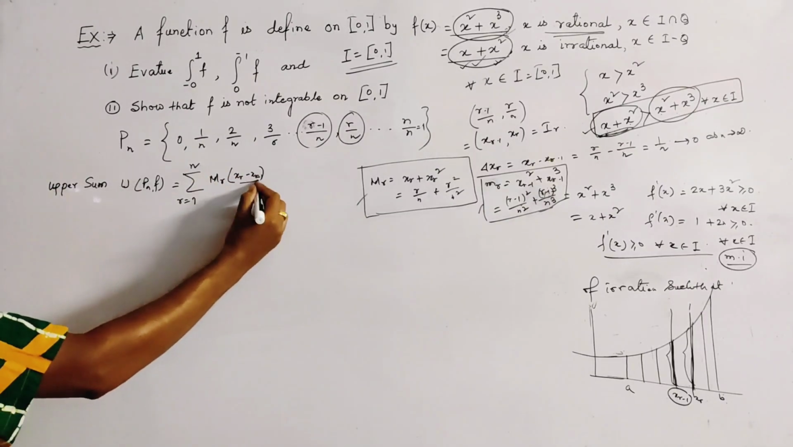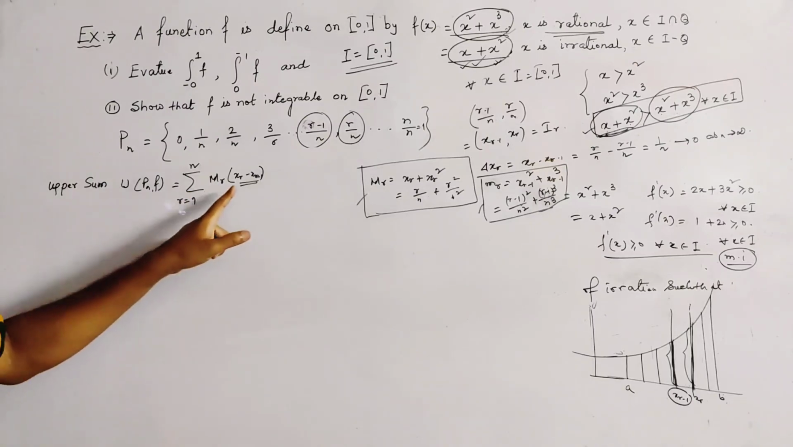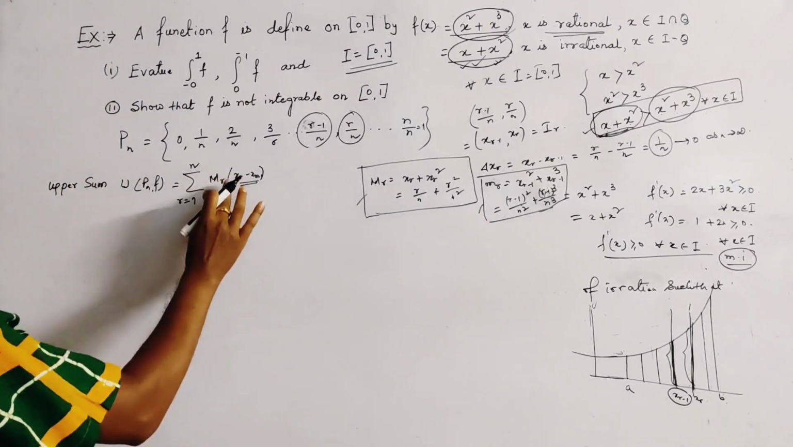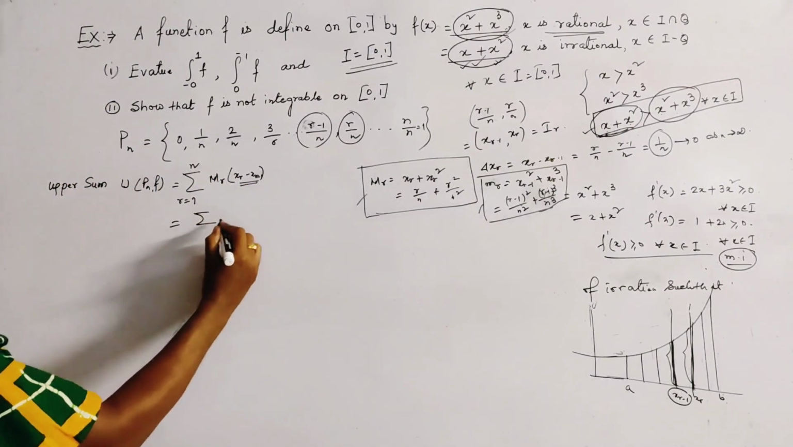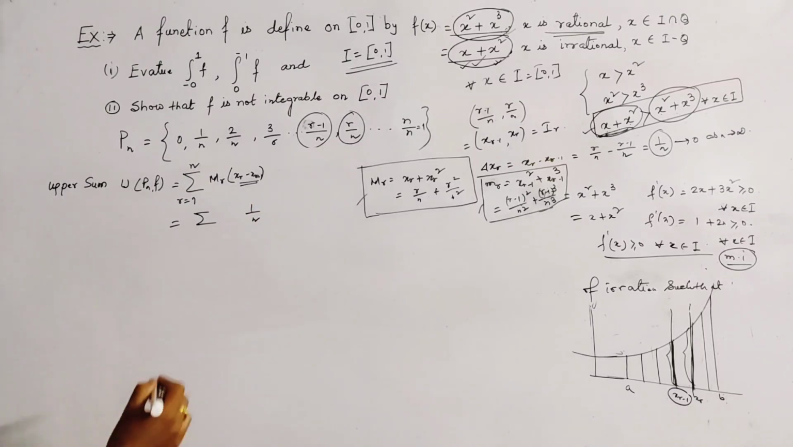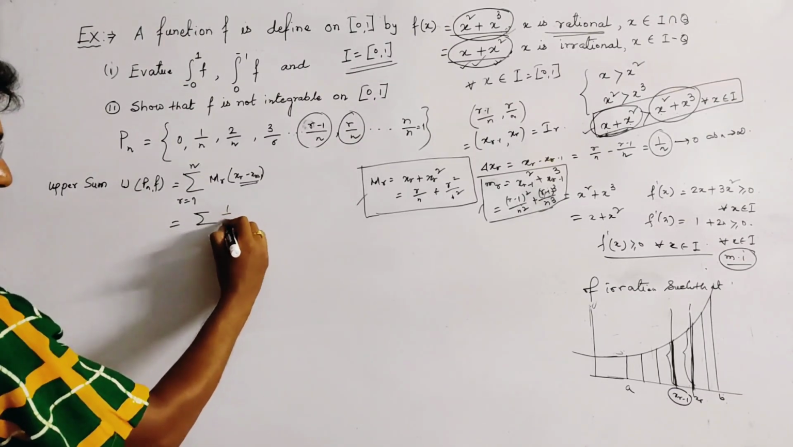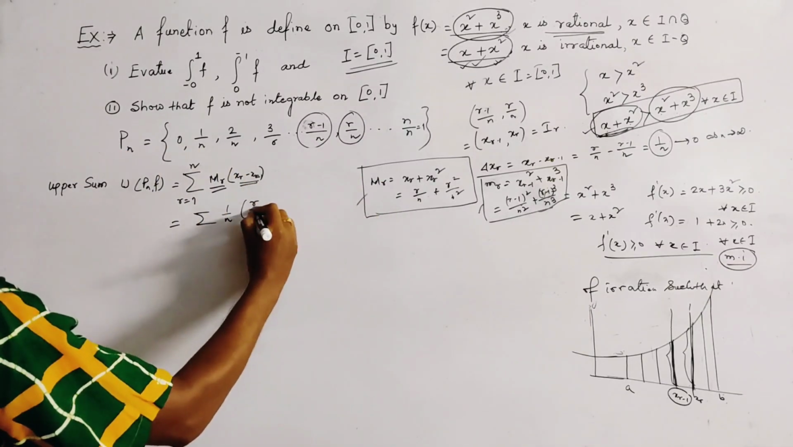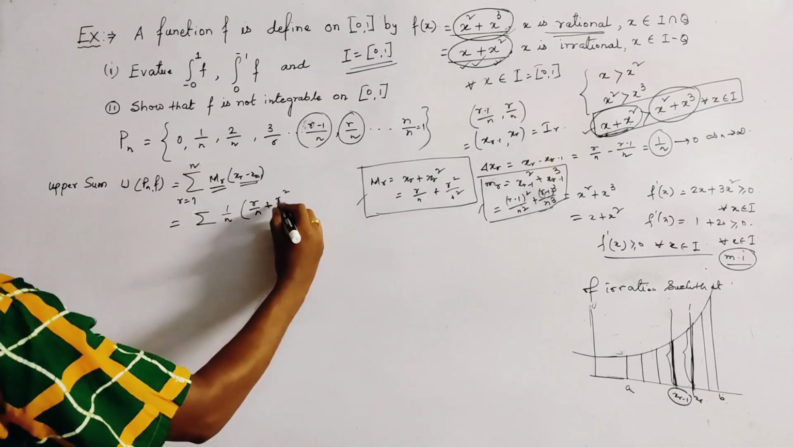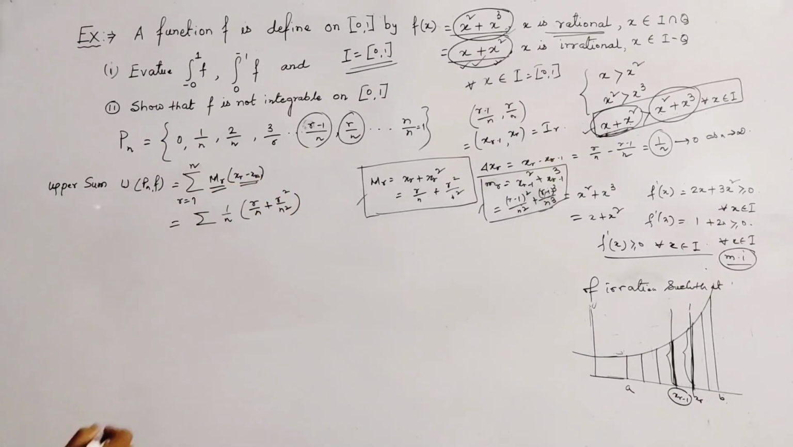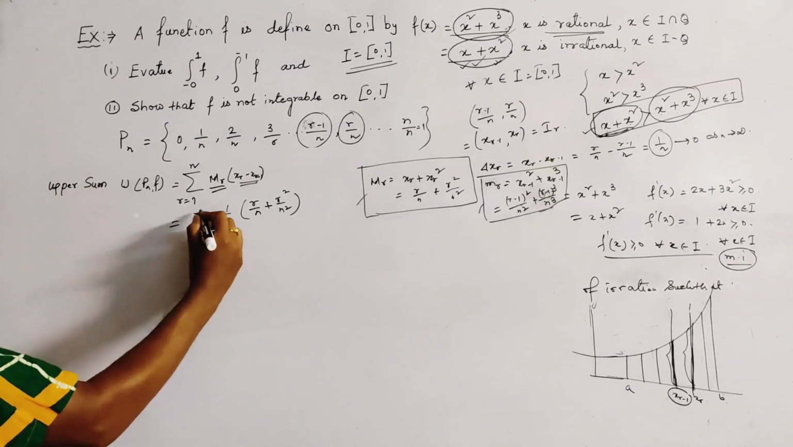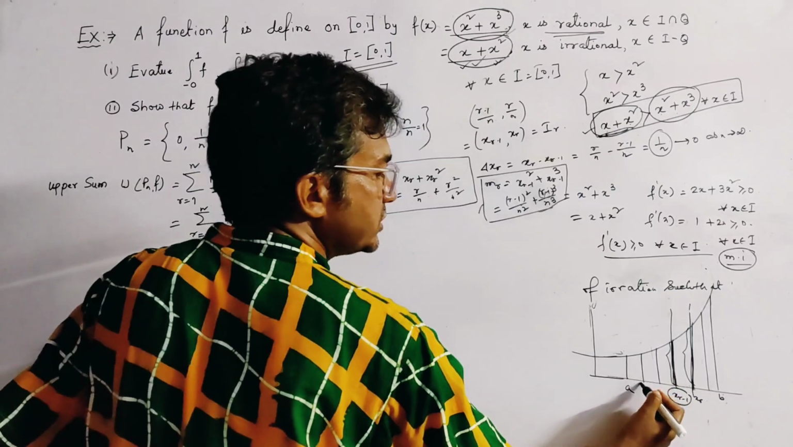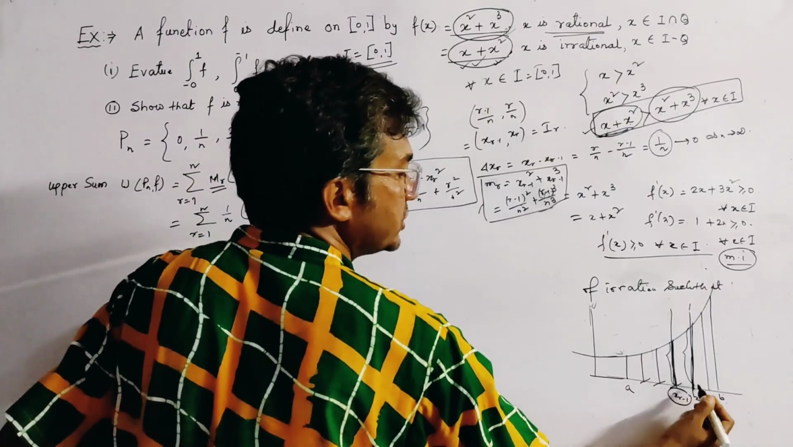This is the interval length, or subinterval length. We already calculated the subinterval length here. This is 1 by n. So we put in the value of the subinterval length, 1 by n, and we also put in the value of M_r, which gives r by n plus r square by n square. The range of r is 1 to n because we take the upper sum at the right end point. So this is r equal to 1, 2, 3, up to n.